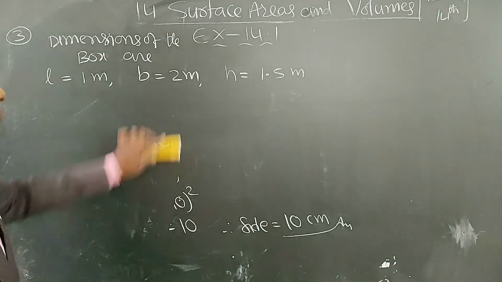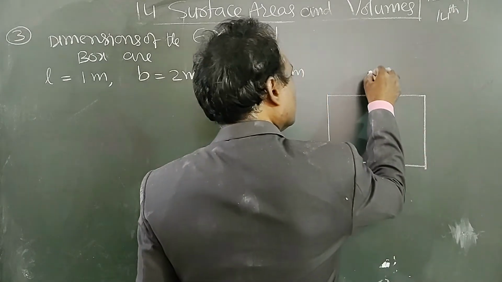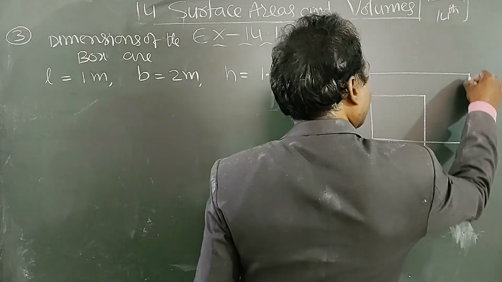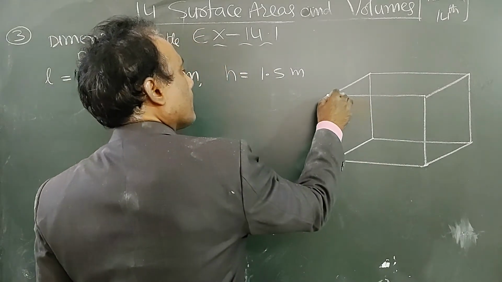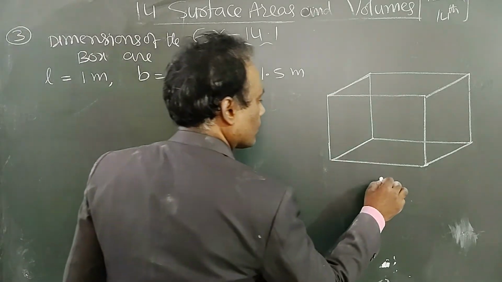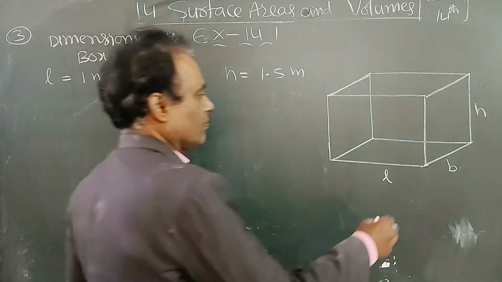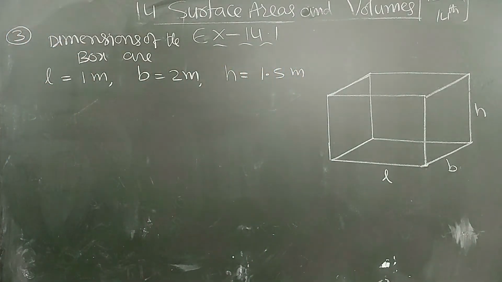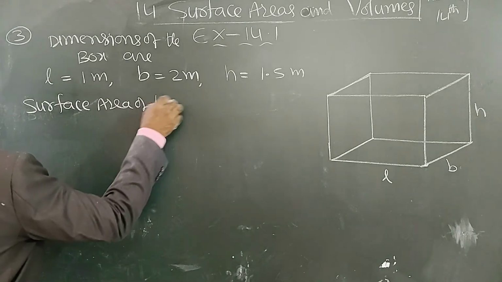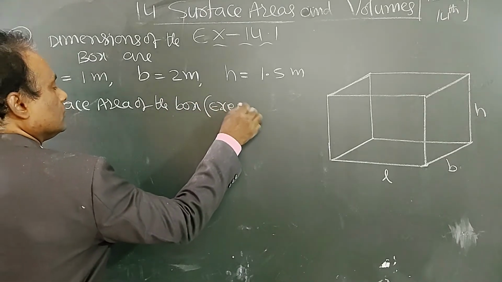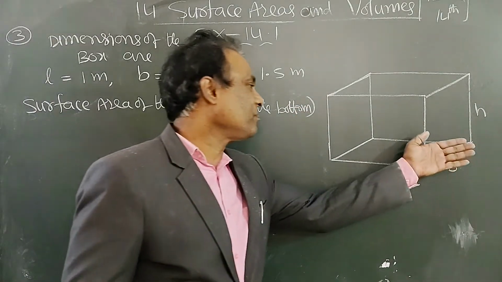So she is painting this box. I will draw this box. See here. So the question is, the surface area of the box except the bottom. She is not painting the bottom.